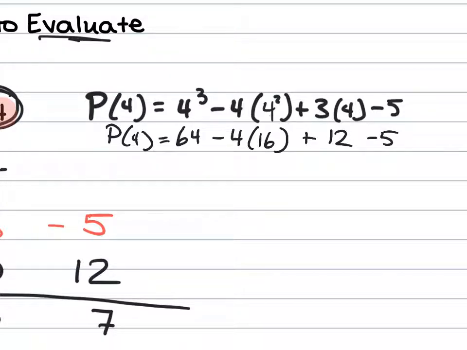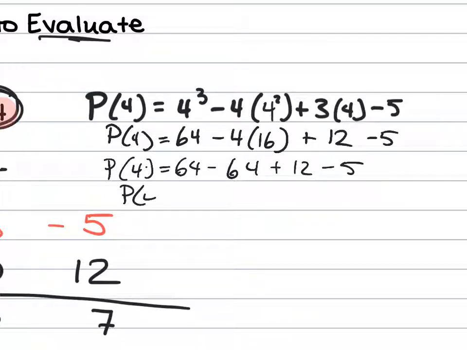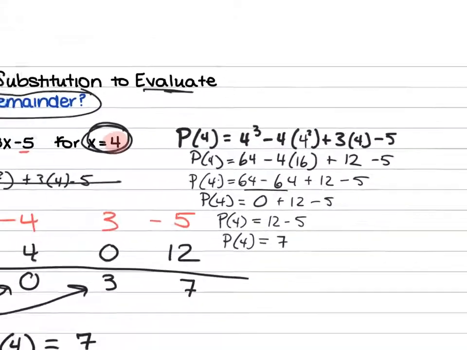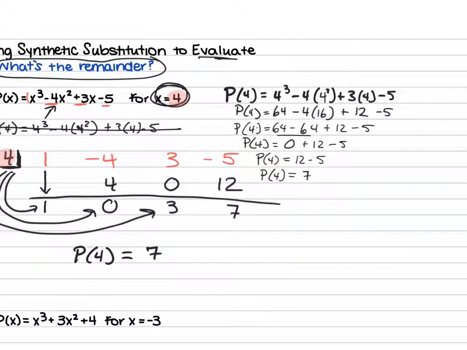Now I still got to work this. So we get P of 4 is equal to 64 minus 4 times 16 is 64 plus 12 minus 5. Then P of 4 is equal to 64 minus 64 is 0 plus 12 minus 5. And then I get down to P of 4 is equal to 12 minus 5, or P of 4 is equal to 7. Now, I think you would say that I did that pretty quickly. But even so, that still took me longer than it did to do all this.